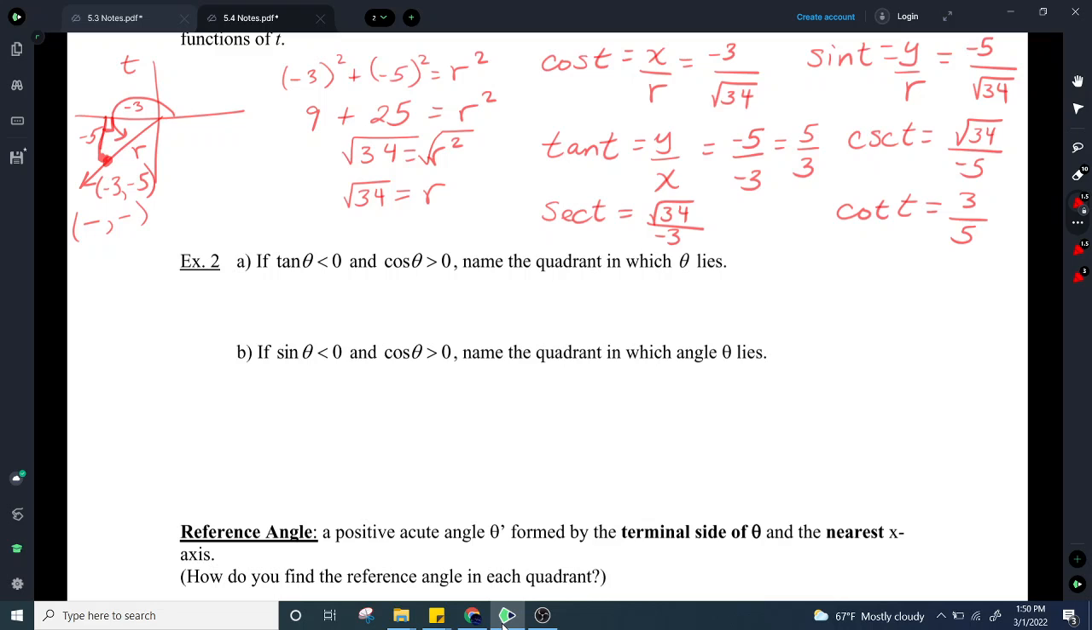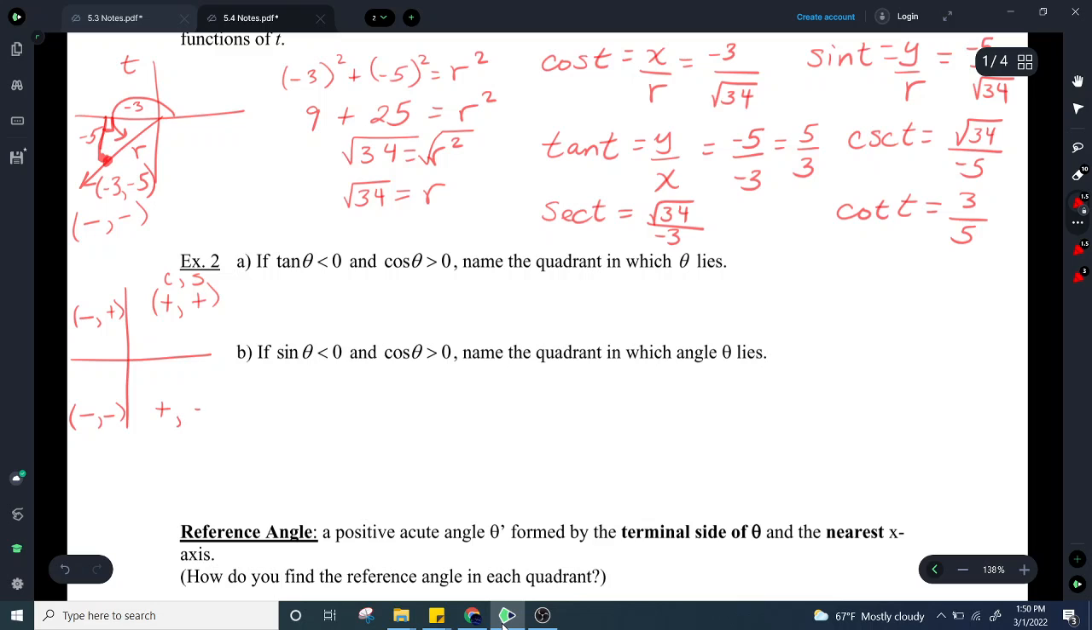So here's what I want you to think about. If tangent is negative, okay, where could tangent be negative? Remember, everything goes back to sine and cosine, right? Everything goes back to cosine and sine. In the first quadrant, cosine and sine are both positive, right? This is cosine, this is sine. In the second quadrant, cosine is negative, but sine is positive. In the third quadrant, cosine and sine are both negative. And in the fourth quadrant, cosine is positive and sine is negative.